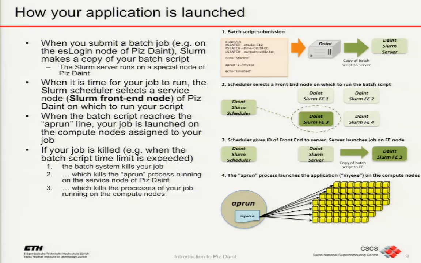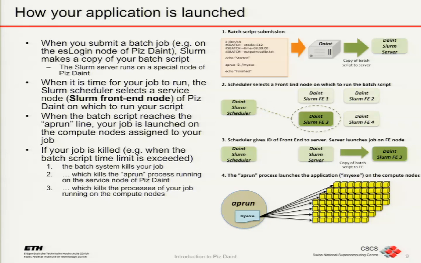Got a little batch script up here. The batch script will be submitted onto Daint's external login node. Important, it's the external login node. It goes to the Slurm server. It then picks out one of the front-end nodes. And there's 4 front-end nodes, I believe, we have on this system, that will then say, that's where your script actually runs.